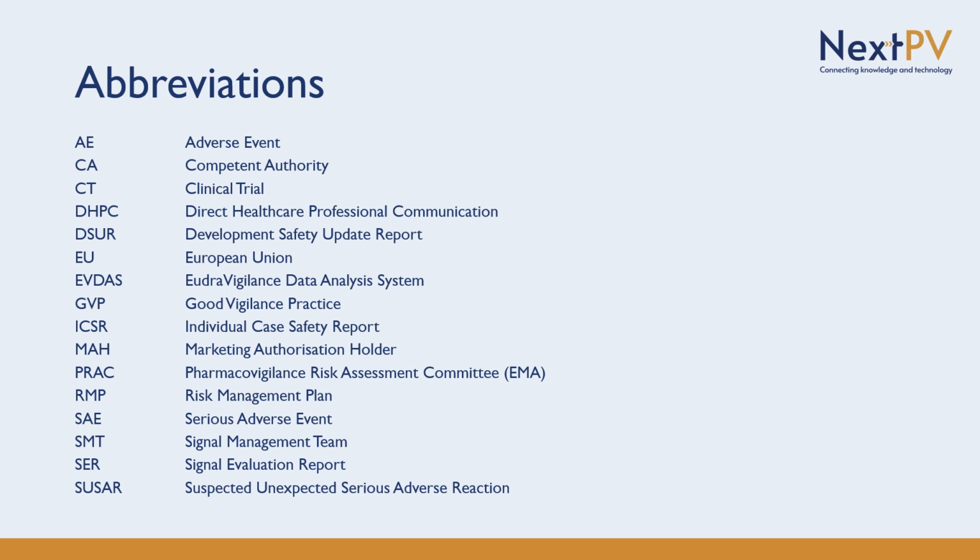Abbreviations. Let's start by looking at some of the key abbreviations used in this presentation. Terms like AE, adverse event, CA, competent authority, ICSR, individual case report, and RMP, risk management plan, are critical to understanding signal management. This list of abbreviations will help you follow along as we discuss the various elements of signal management and the associated regulatory requirements. Knowing these terms will make it easier to navigate the rest of the presentation.